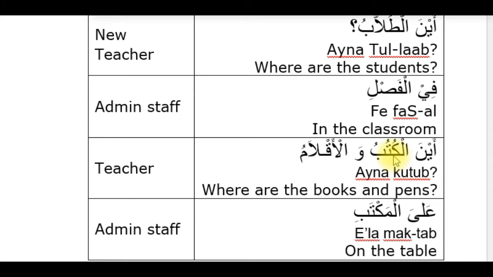أين الكتب والأقلام؟ أين where, كتب books, أقلام pens. على المكتب. على on, المكتب the table. Let's repeat again.